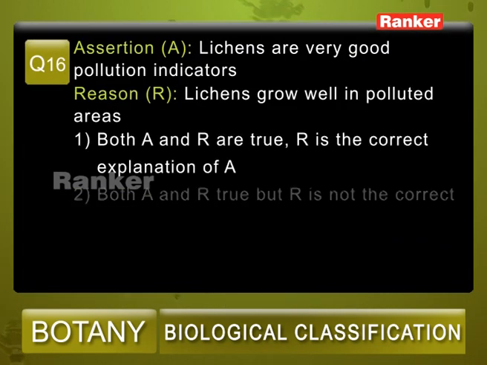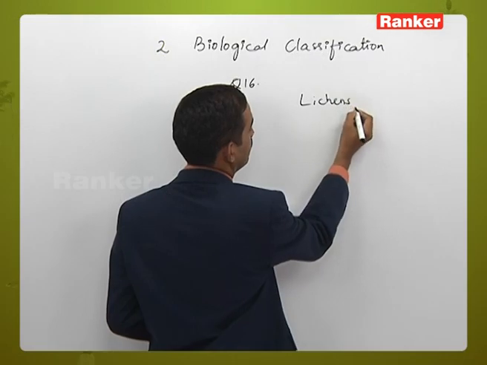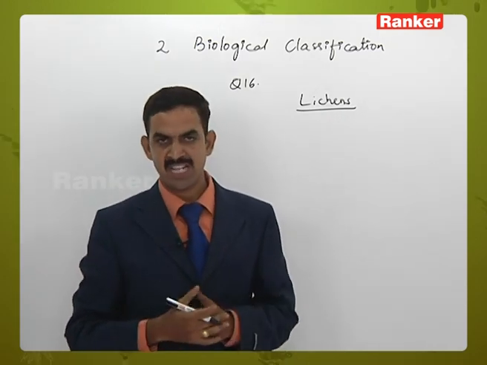Question number 16, there are 2 statements, one is assertion and the other is reason. Assertion: lichens are very good pollution indicators. Reason: lichens grow well in polluted areas. Okay, here let us discuss some important points regarding lichens.